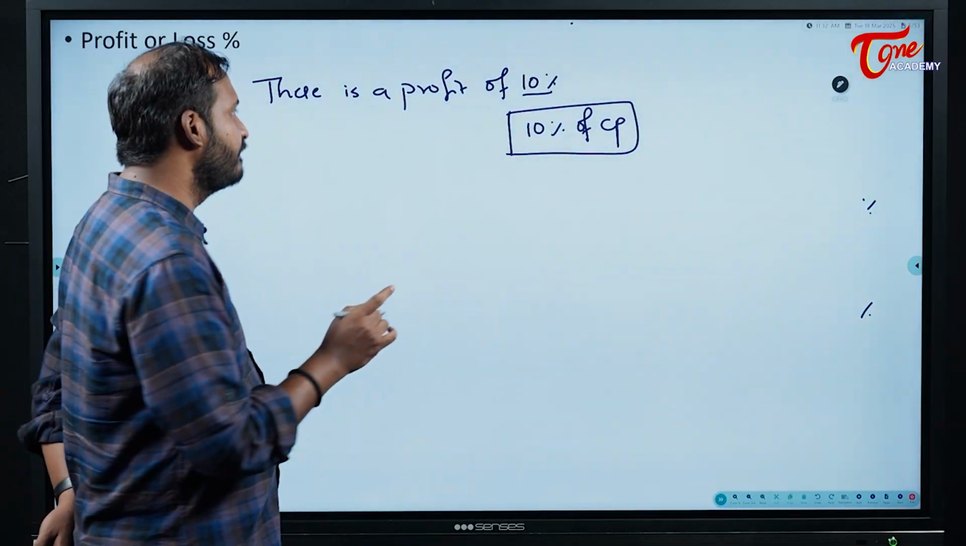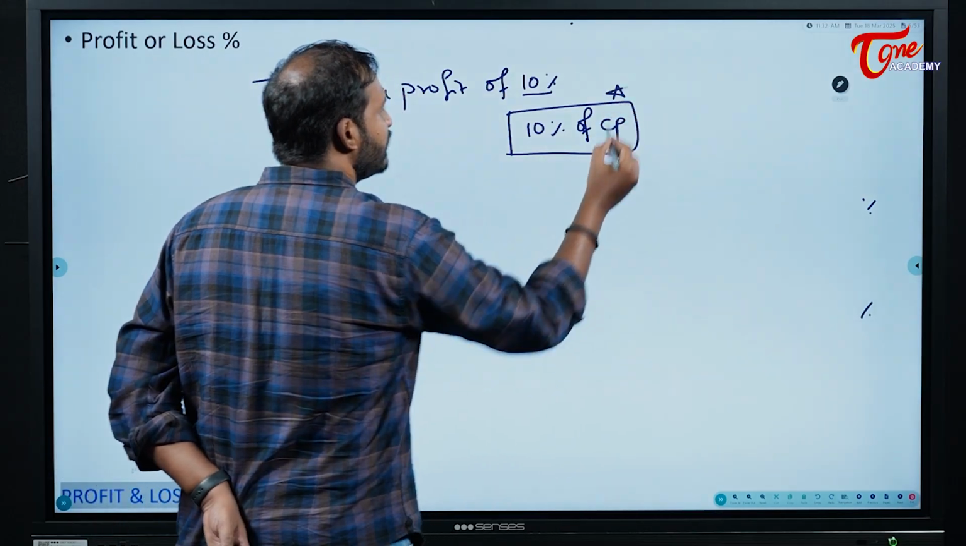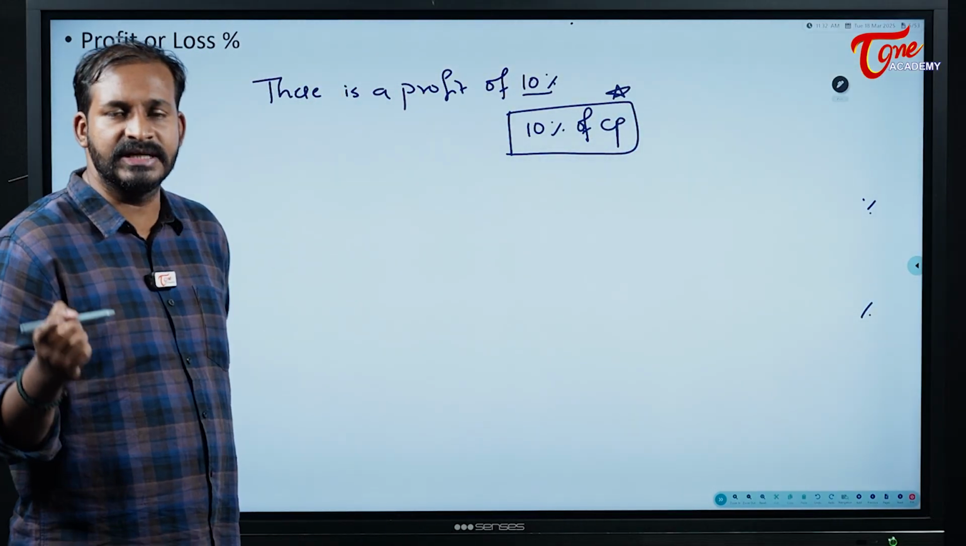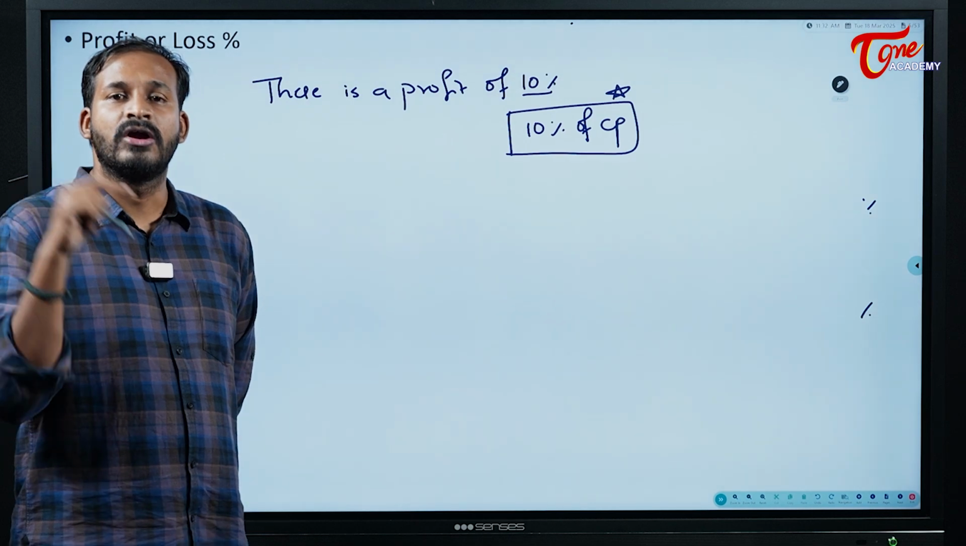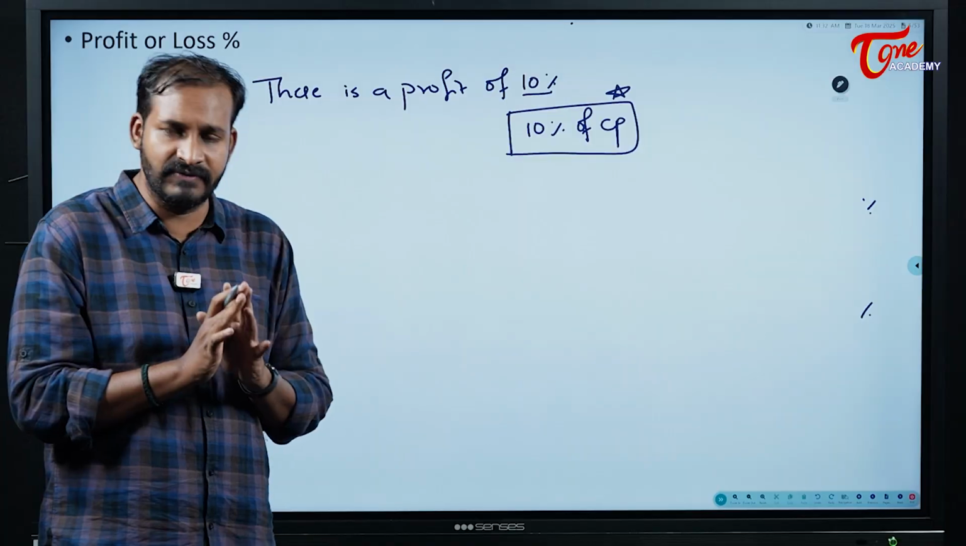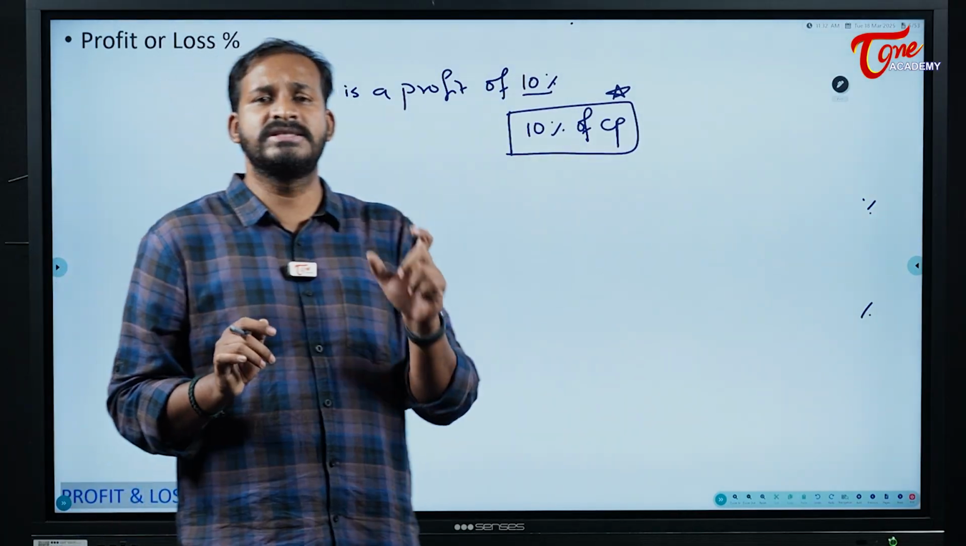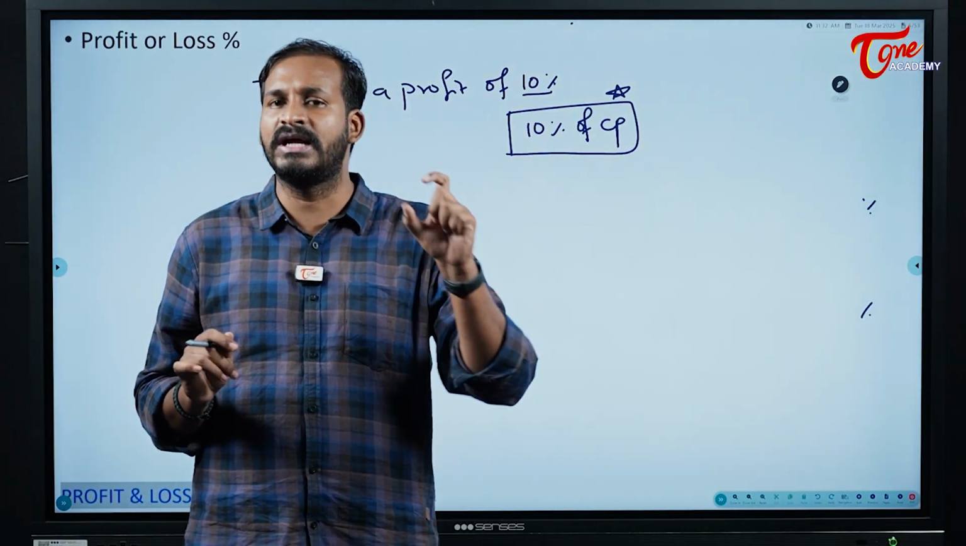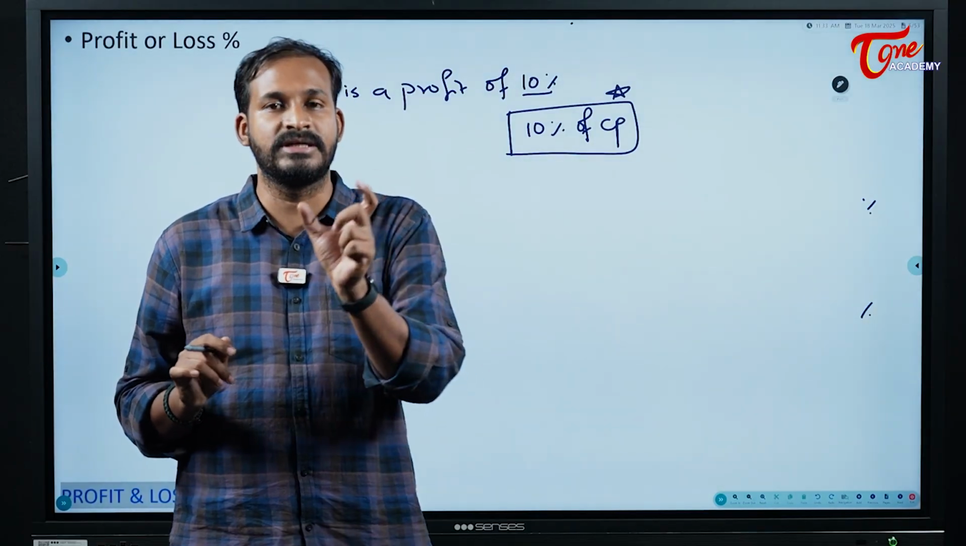Remember this one carefully. Okay, this understanding is very, very important. Whether you say profit or loss percentage, we always say based on the cost price. They will never say that there is a profit of 10% of cost price. They will simply say that there is a profit of 10%. But we should know that 10% is nothing but 10% of cost price.